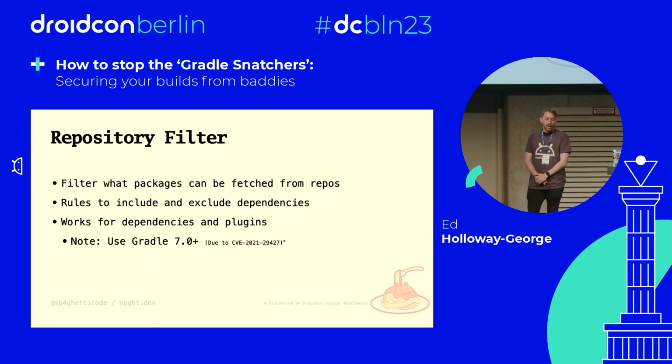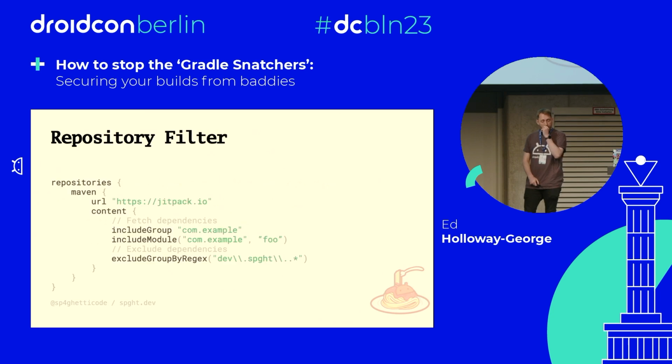I believe this has got a vulnerability in itself, so you would need to make sure that you're using Gradle 7+. Hopefully, the majority of us here are. But essentially, it would look like this. For example, here in our Jetpack configuration for Maven, we may want to include dependencies from certain groups or certain modules and exclude by particular groups, modules, or regular expressions as well.